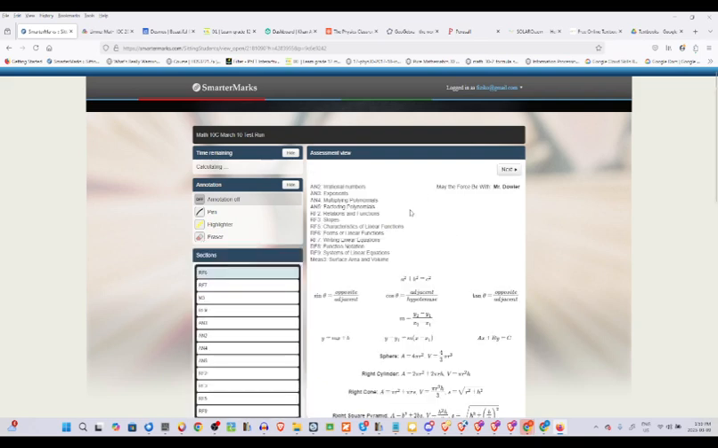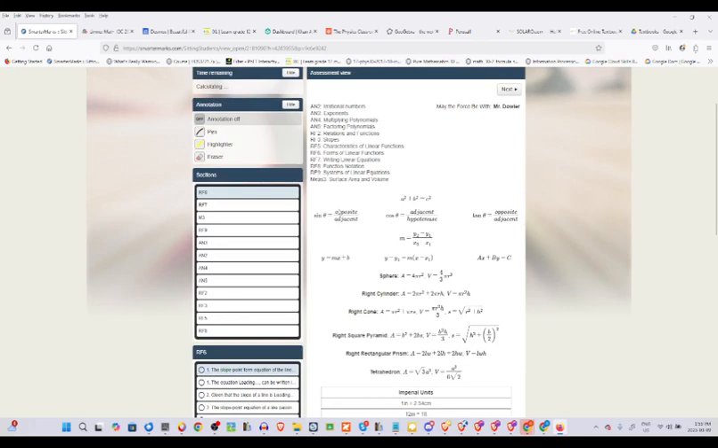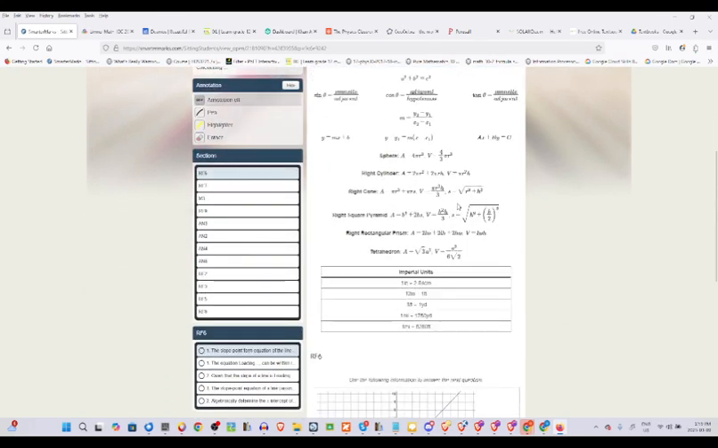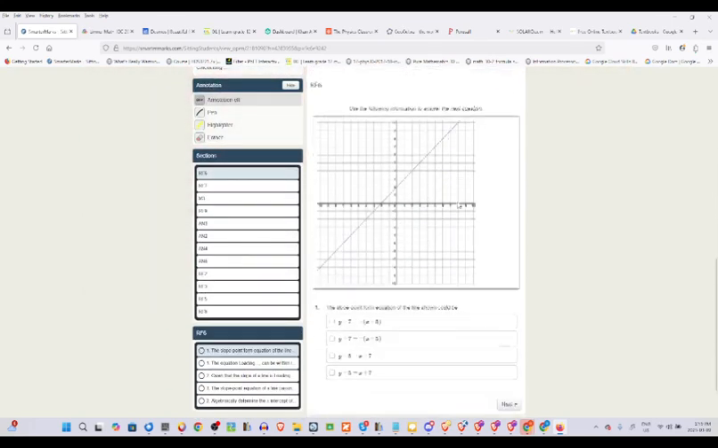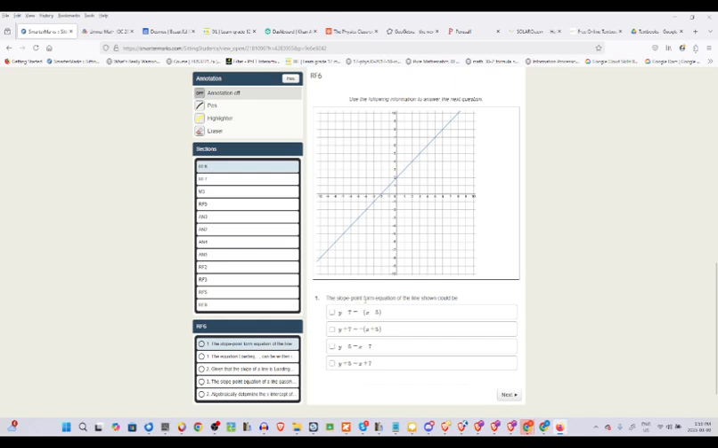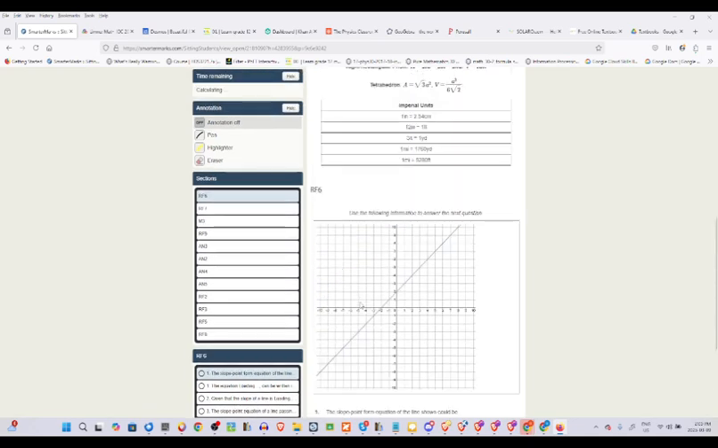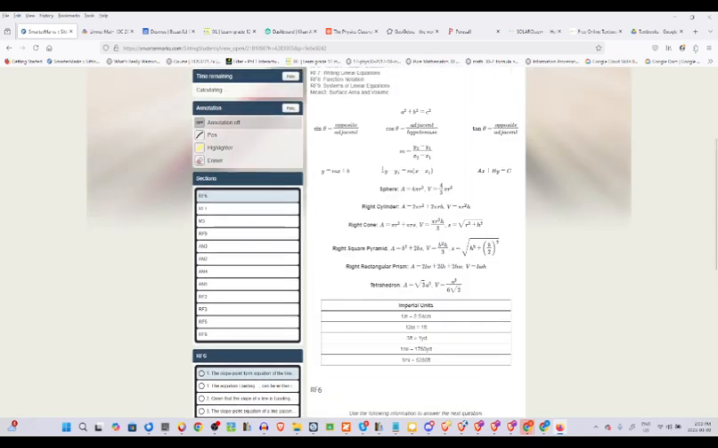Just take a moment to load. Again, here is our formula sheet for the rest of the course. Now, the slope-point form of the equation of the line shown could be. So remember, slope-point form is where you have your y minus y1 equals slope times x minus x1. It is this form right here.